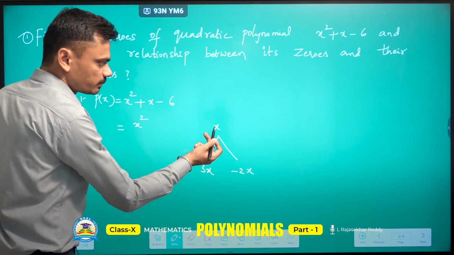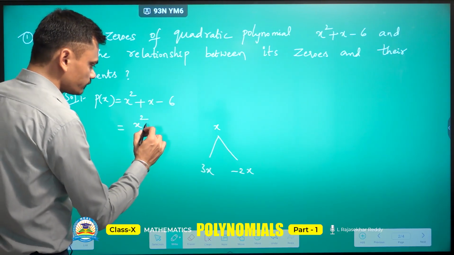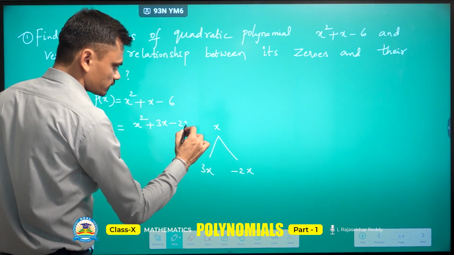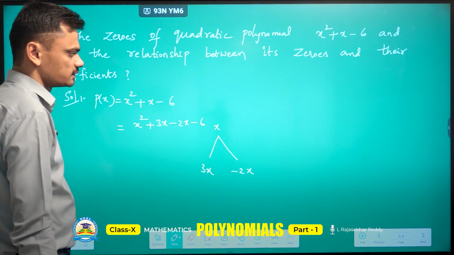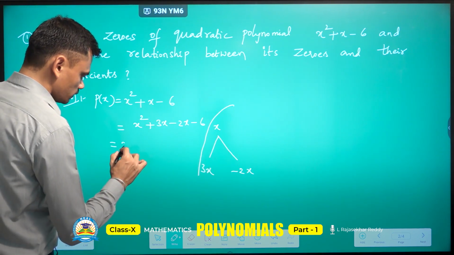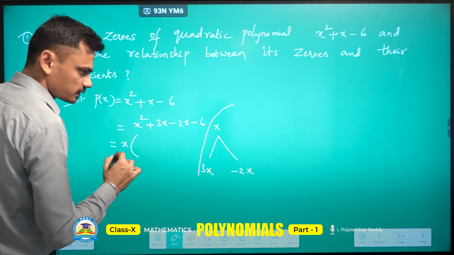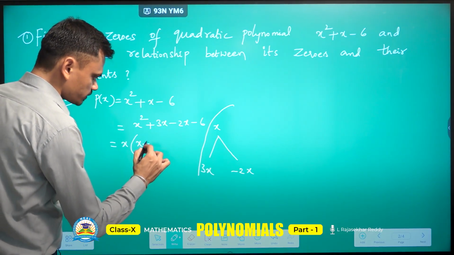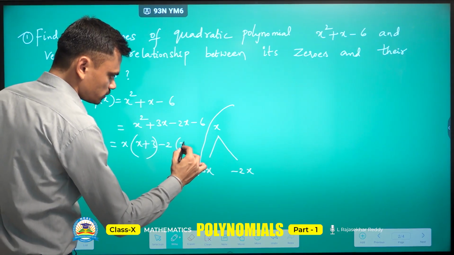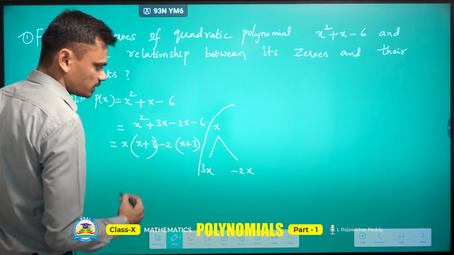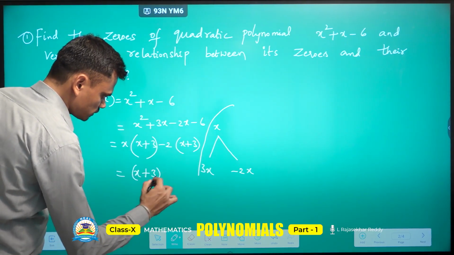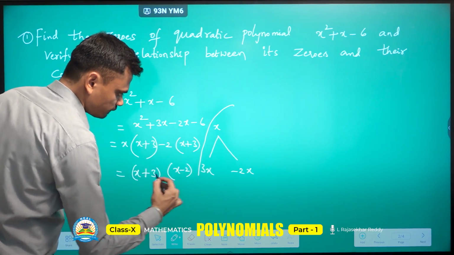3 minus 2 is nothing but plus x. So we are not changing anything, just in place of x we are writing 3x minus 2x minus 6. Now from the first two terms take x out, the remaining x plus 3 will be there. From the next two terms take minus 2 out, x plus 3 will be there. Now x plus 3 is one factor, x minus 2 is another factor.